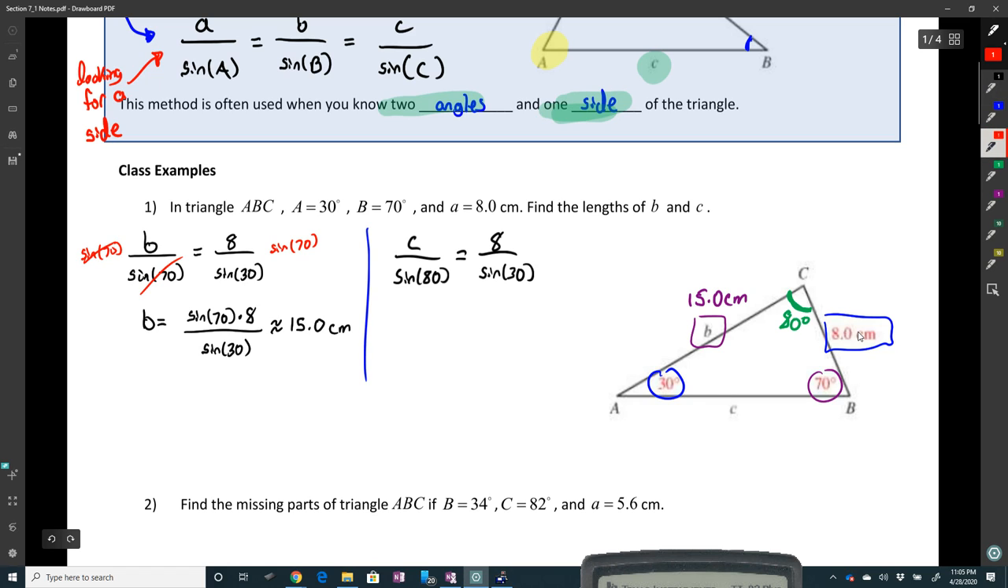And I can do the same thing. I can multiply by sine of 80. And there you go. C is equal to 8 over sine 80 over sine 30.